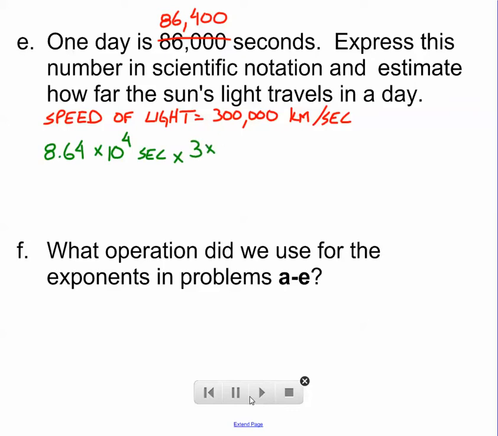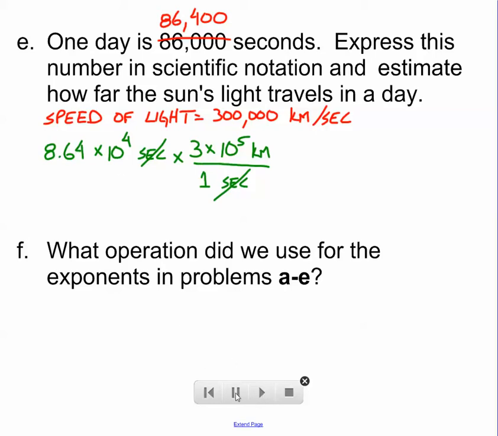Then, to find out how far light travels in a day, we'll say, okay, look, light travels at this speed, 3 times 10 to the 5th kilometers per second. All I did was take 300,000 and turn it into scientific notation, kilometers per second. Notice how the seconds cancel out. So what we're going to do is multiply these two numbers.